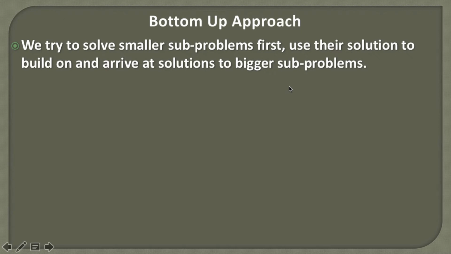instead of solving the complex problem at once, what we do is we start with the smaller subproblems. We try to solve those subproblems. We use those subproblem solutions to arrive at a solution to the bigger subproblems. And this way we solve the bigger subproblems and finally reach the solution of our main problem.